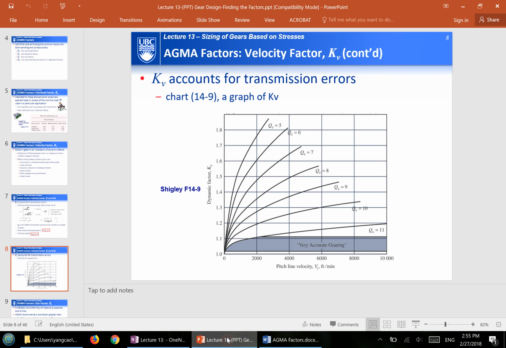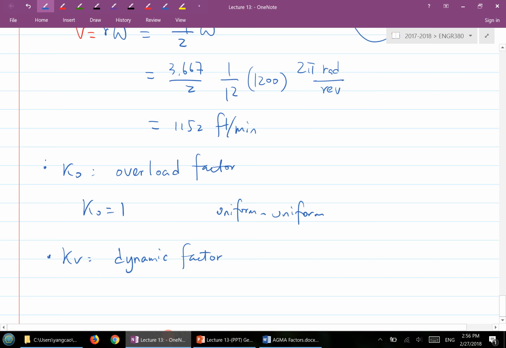Yeah. So that's the relationship. Also, for a lower quality level, you have a lower maximum pitch line velocity. At a higher level, you have a higher maximum pitch line velocity. So basically, you can spin faster, essentially. Okay. Yeah. So that's Kv here.